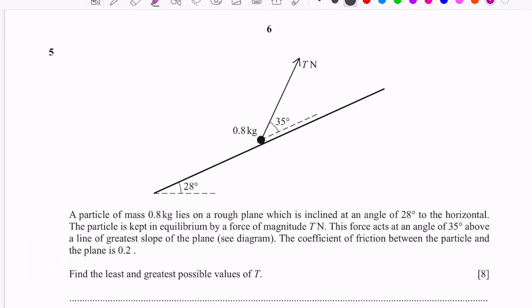Now it says a particle of mass 0.8 kg lies on a rough plane which is inclined at 28 degrees to the horizontal. So now the first thing that they're focusing on is this 28 degrees, and that's the weight. So that is mass of 0.8 kg, and it's a rough plane inclined 28 degrees to the horizontal. The particle is kept in equilibrium by a force of magnitude T Newton. The force acts at an angle 35 degrees above the line of greatest slope on the plane. So this is the force T, and this is 35 degrees that we are working with. 0.8 kg, that was already there in the beginning. Now it says the coefficient of friction between the particle and the plane is 0.2. Find the least and greatest possible values of T.